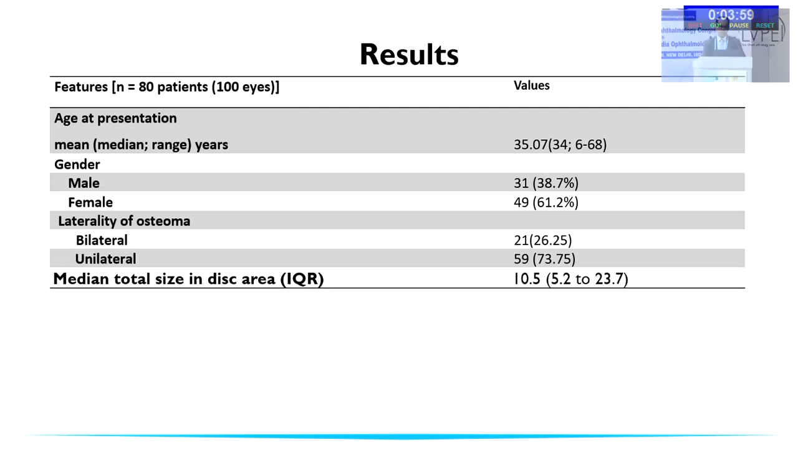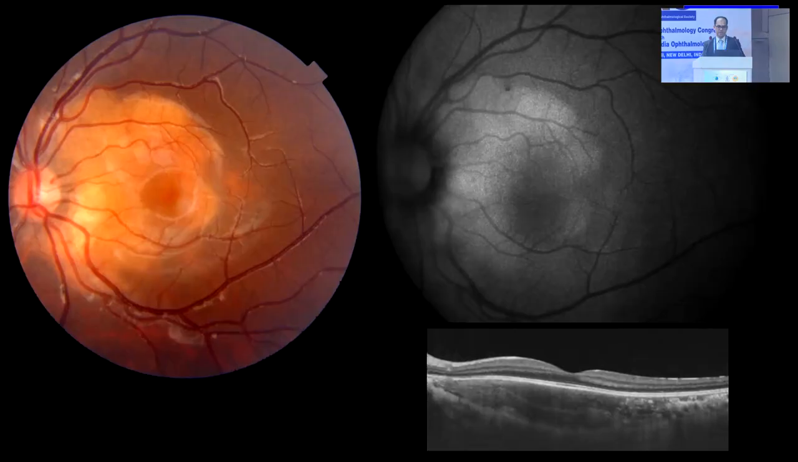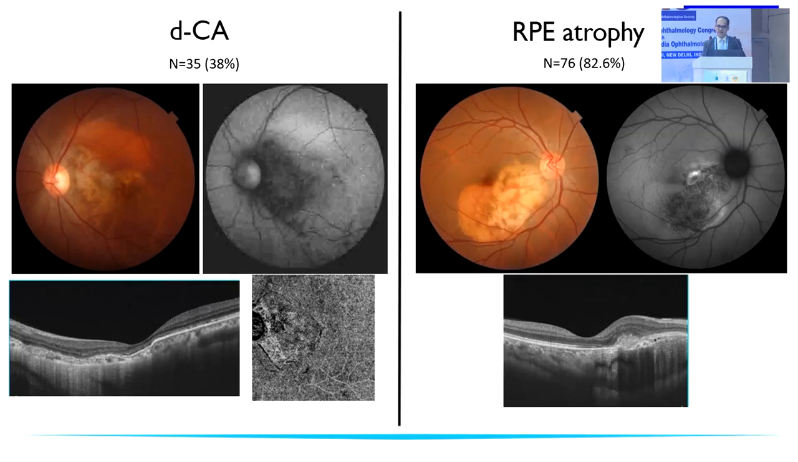Coming to the results, most of the patients were females and had unilateral involvement, but we did not find any systemic associations in any patients. So this is a case of uncomplicated choroidal osteoma. We can see that it looks mildly hyperautofluorescent on autofluorescence imaging without any CNVM or deossification. We saw deossification choroidal atrophy in almost 38% of eyes and RPE atrophy in 82.6% of eyes.